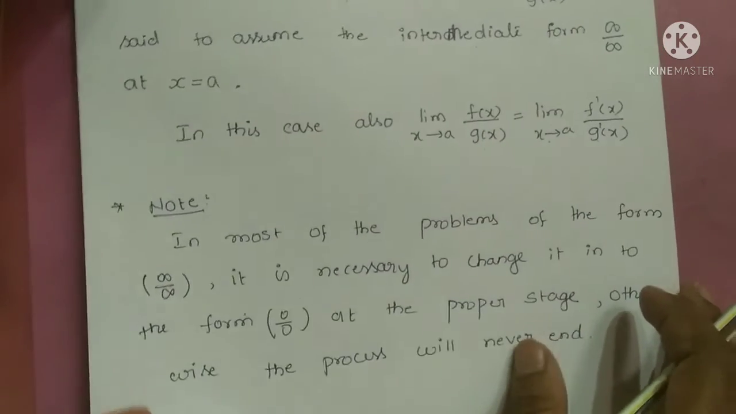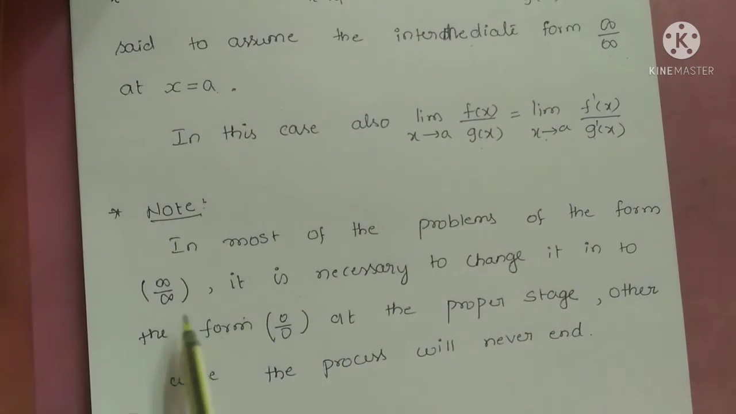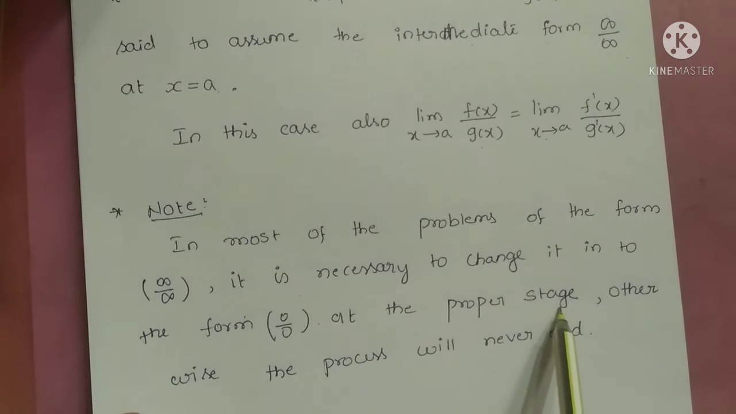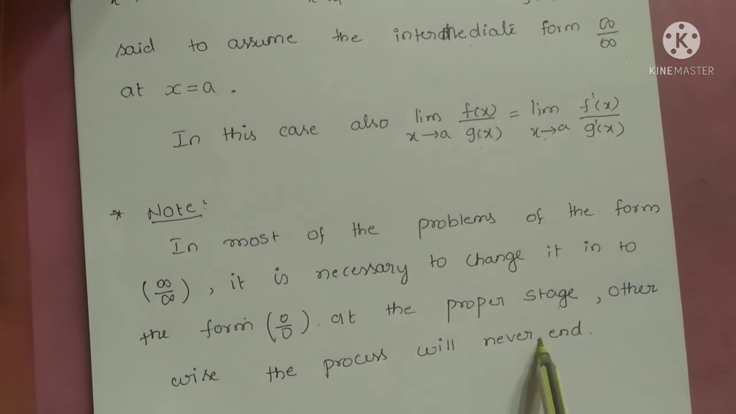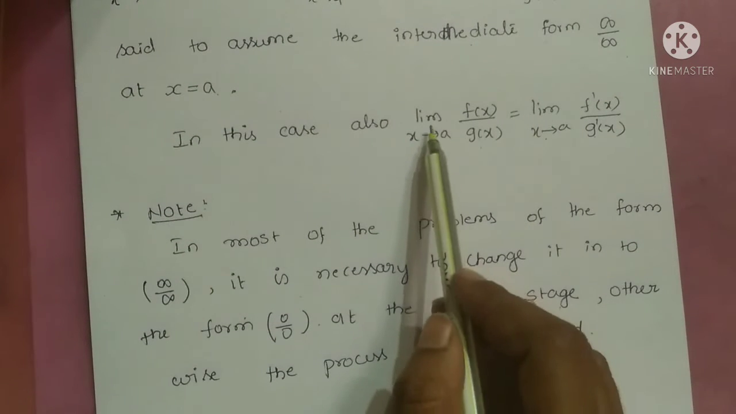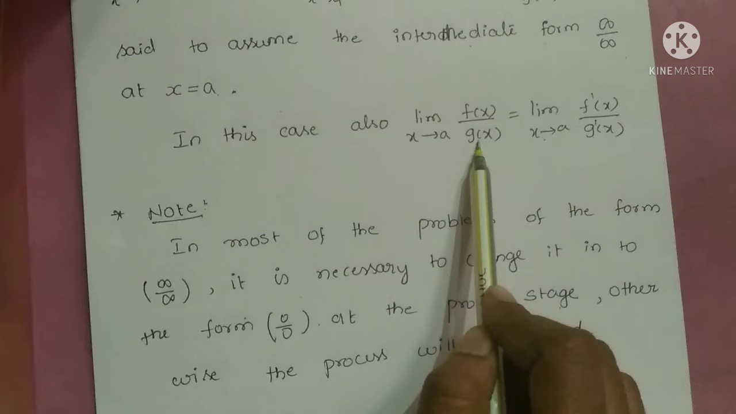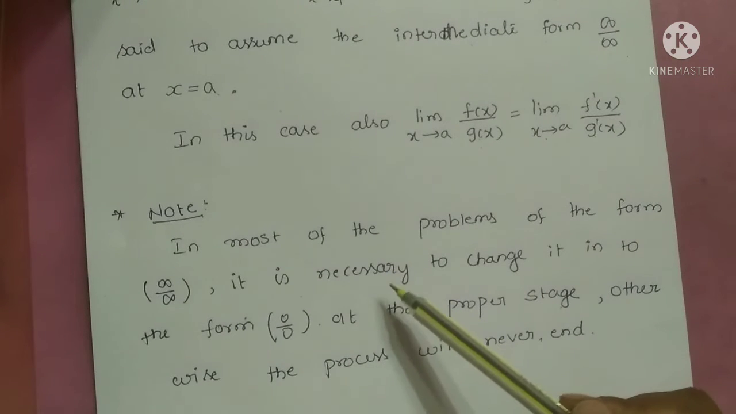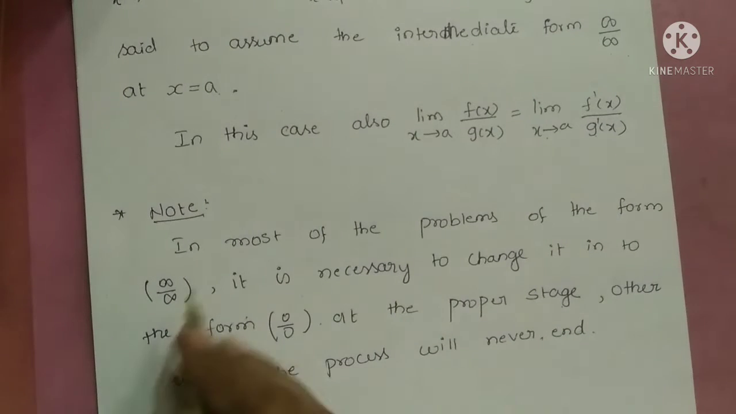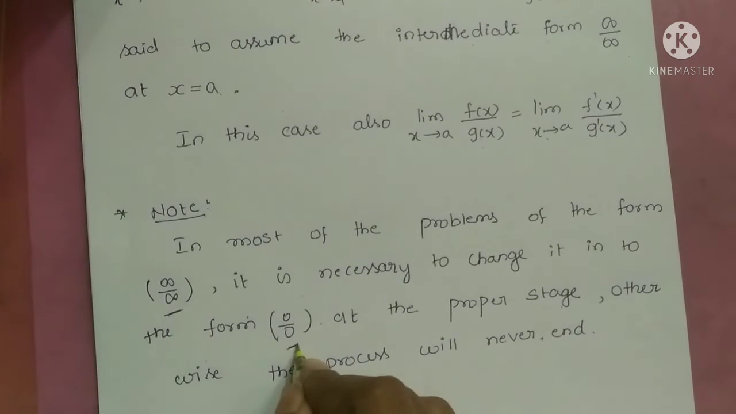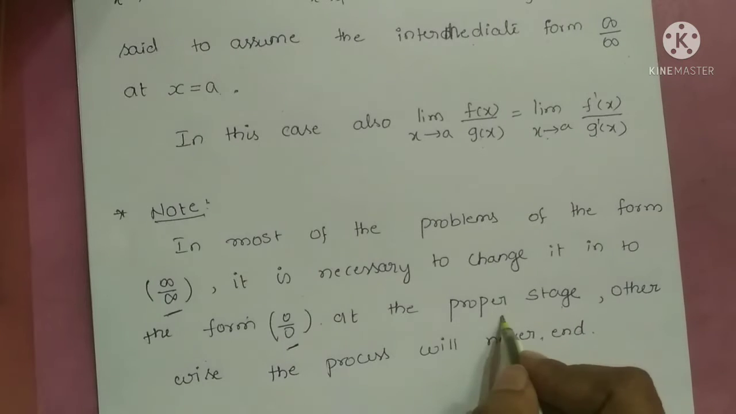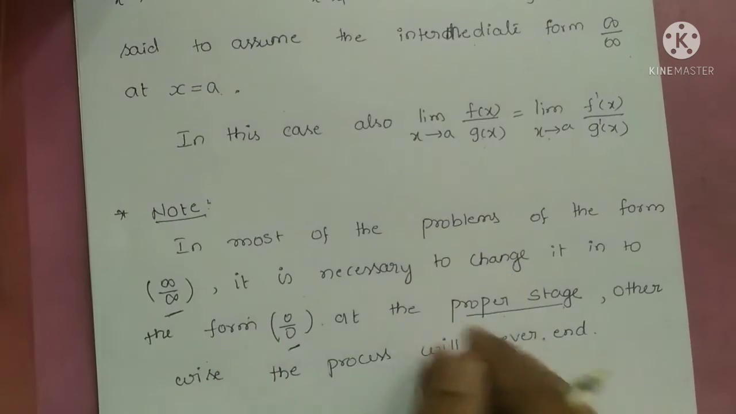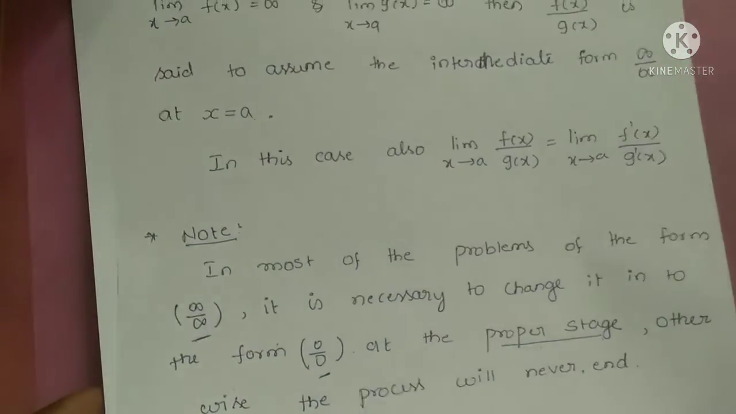One more note: in most of the problems of the form infinity by infinity, it is necessary to change it into the 0 by 0 form at the proper stage, otherwise the process will never end. What this note means is that when the problem is given as limit of f of x by g of x and you get the infinity by infinity form, in a few problems it is necessary to change the infinity by infinity form into 0 by 0 form at the proper stage, not at every stage, otherwise the process will never end. Let us solve a problem on this note.